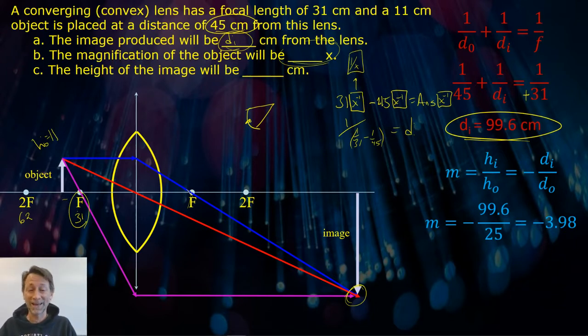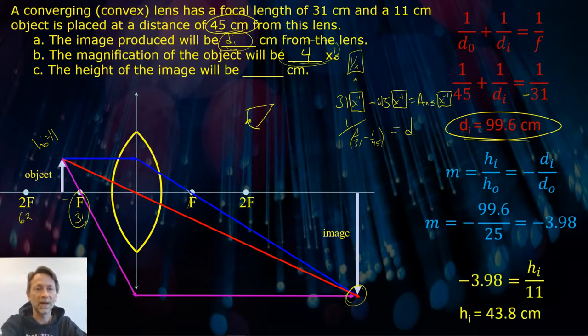Now remember, what does that negative tell you? It tells you that it's inverted, it's upside down, and my image actually shows that it's inverted there. Then what does the 4 tell you? It tells you that it is, if I look back up on the question here, 4 times bigger than the original object, and you can literally see that big size difference there.